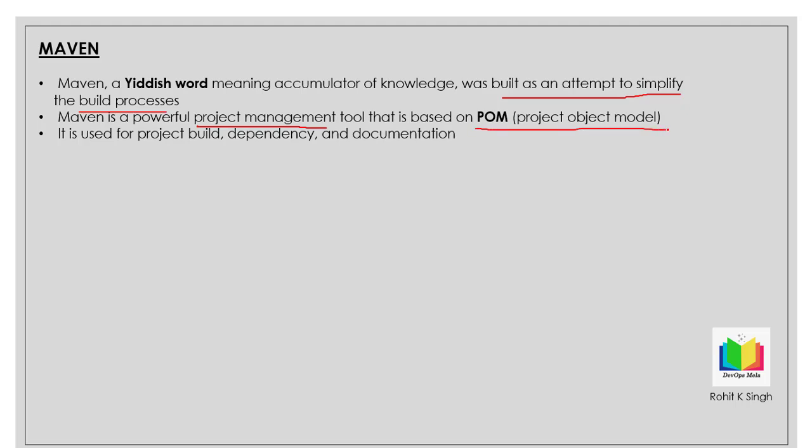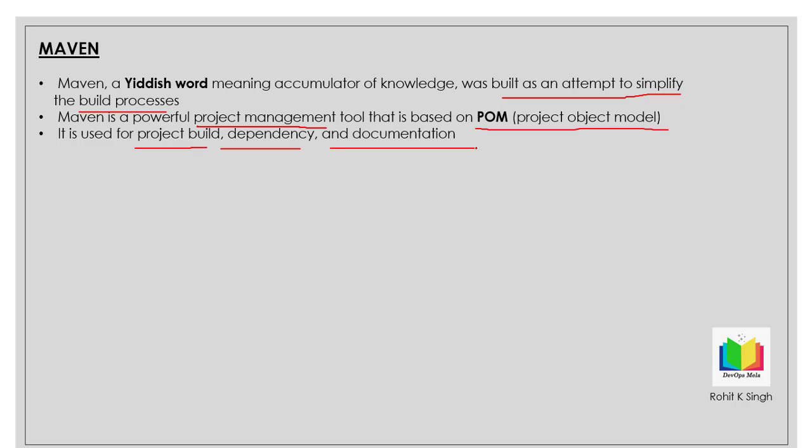That's Project Object Model. That is a major difference between Maven and other build tools which you will find in the market. The main purpose of those other build tools is just to build your project. But Maven will take care of your project, it will take care of your dependencies, it will take care of the documentation part also. So it is not just a build tool, it is a project management tool.